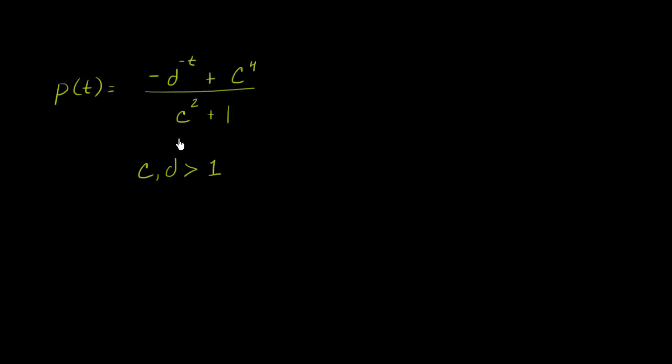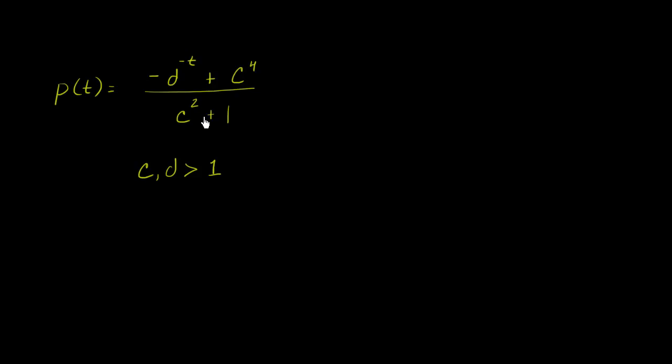Let's say that the position of some particle as a function of time is given by this expression right over here: negative d to the negative t power plus c to the fourth over c squared plus 1, where c and d are constants and both of them are greater than 1. So what I want to do over the course of this video is see what we can infer based on this expression, this function definition that we have here.